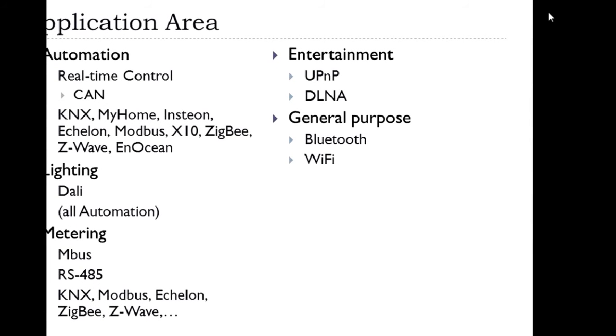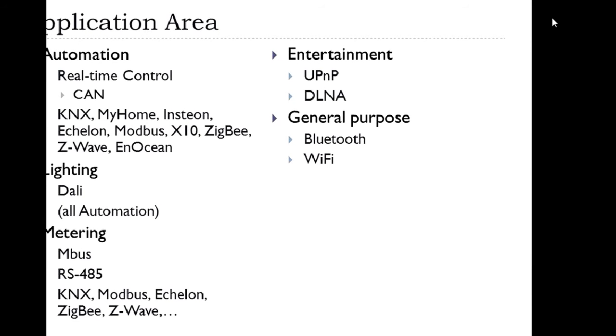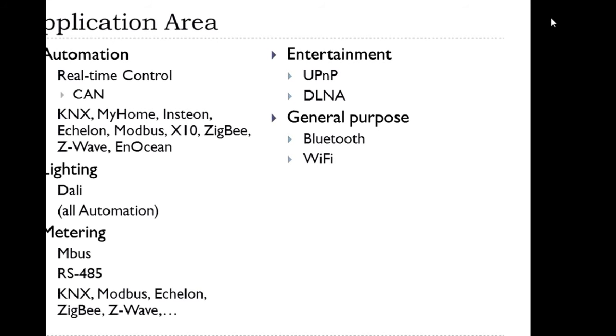Okay. The other division is by application area. This is much faster. If we divide technologies on the basis of application area, we have some main areas like automation, pure automation, that might be building, home, or industrial automation, lighting, metering, entertainment, and general purpose. General purpose is really simple. They are just network technologies, so Bluetooth and Wi-Fi are inside this last set.